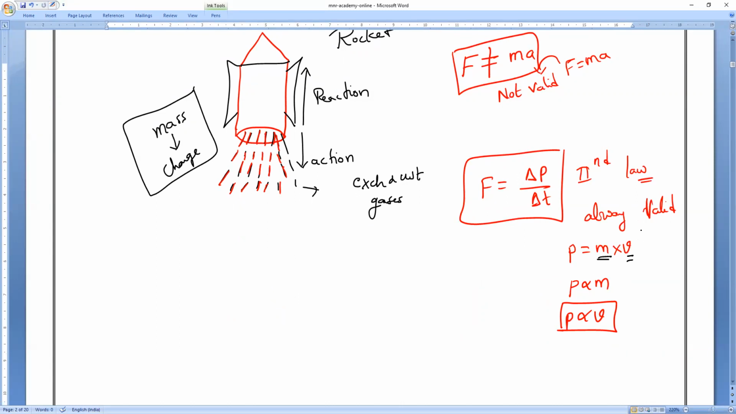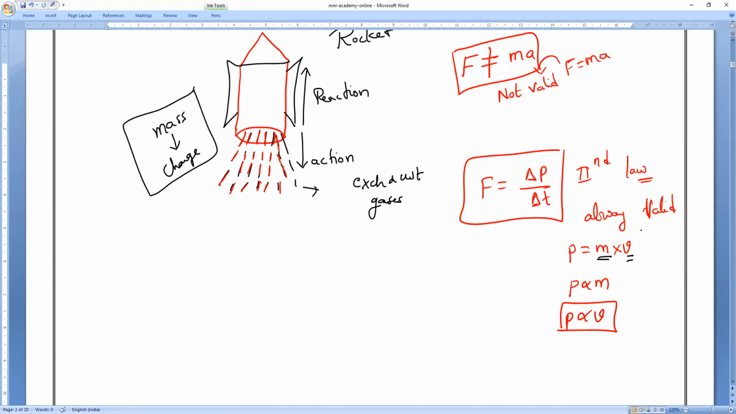Here the amount of gases exhausted by the rockets is not always constant. So that is why we have to remember that in this case F = ma is not valid, but what is correct? F is equal to change in momentum divided by change in time period. Everybody, please respond.